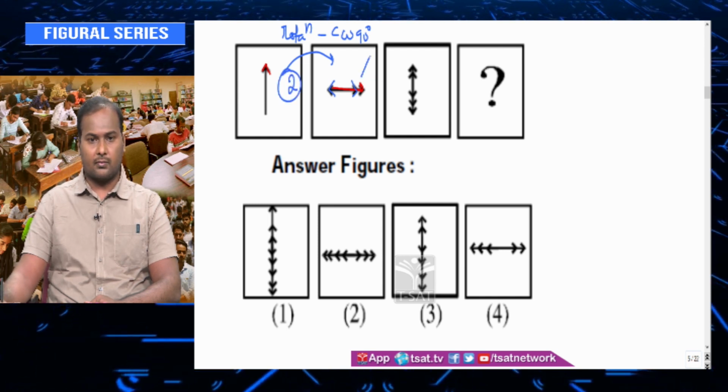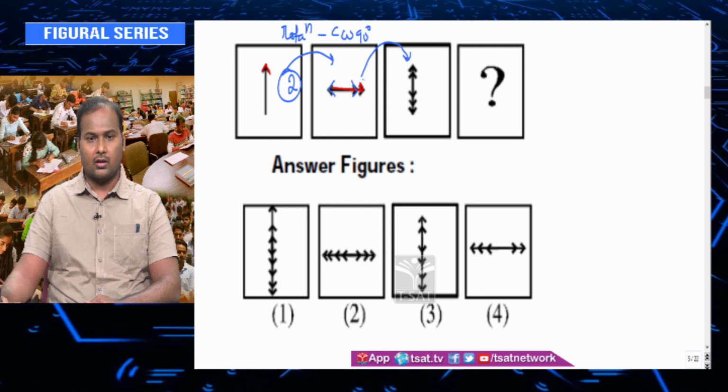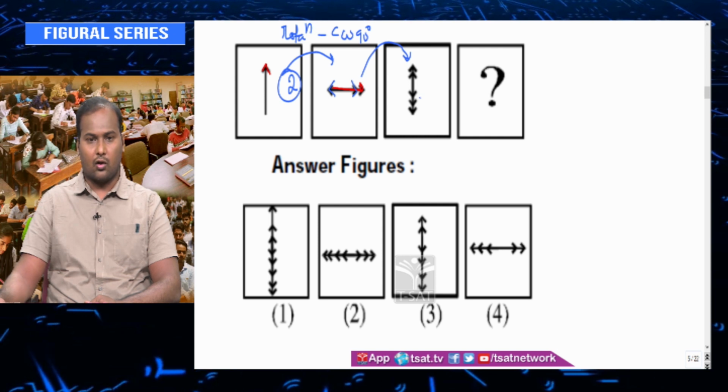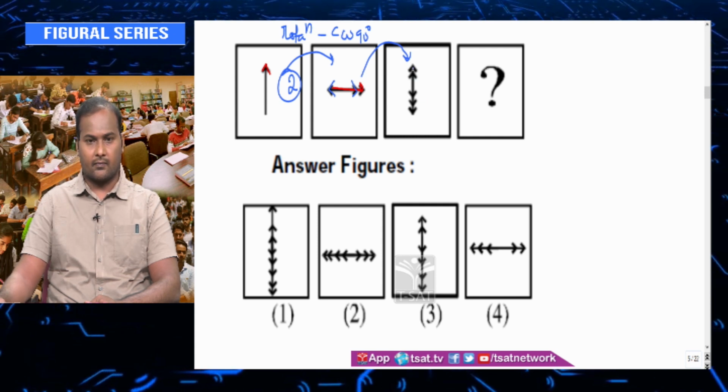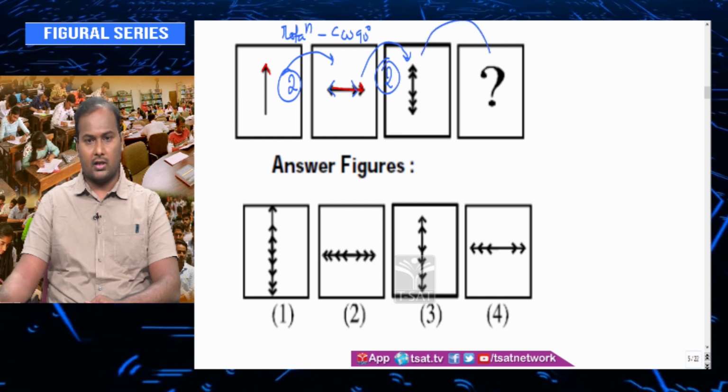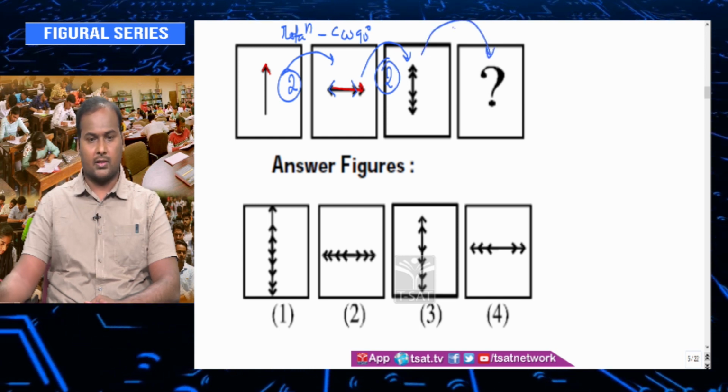Now we will observe from this figure to the next figure. In this case also again rotation clockwise 90 degrees, and how many are added here? Here 3 is there, here 5 is there. So, you have to add extra 2 arrow marks. Now, here also from here to here, what is the change?